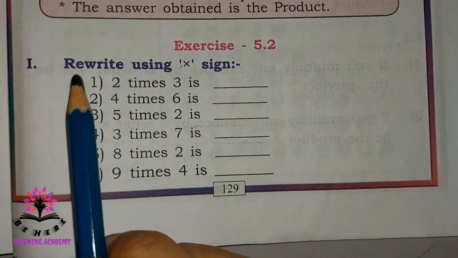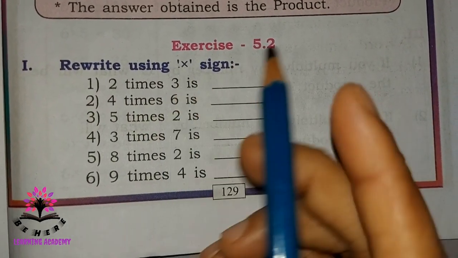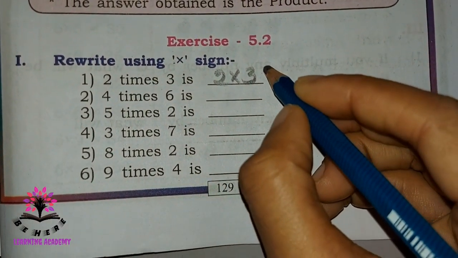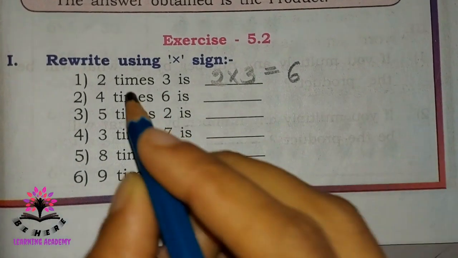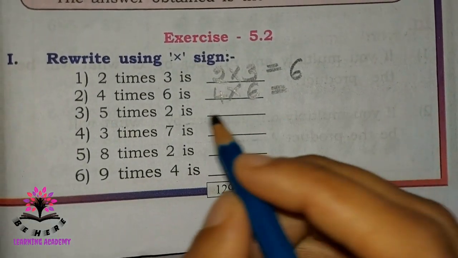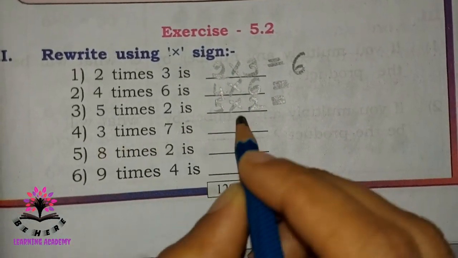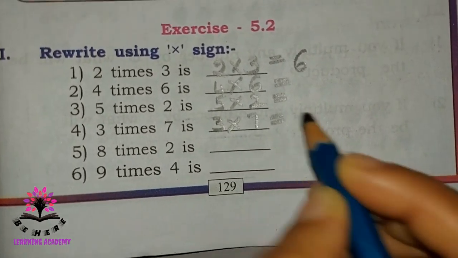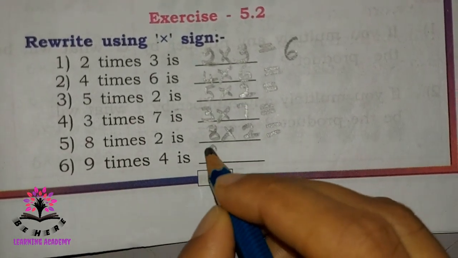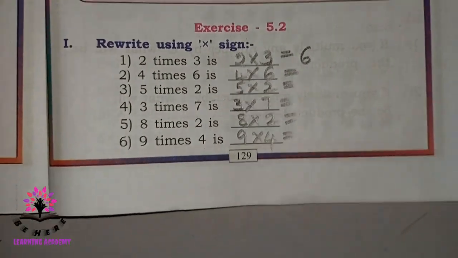Exercise 5.2. Rewrite using multiplication sign. So first one, 2 times 3. So 2 times 3 means 2 threes or 2 into 3. How much? It is 6. 4 times 6, so 4 into 6. 5 times 2, so 5 into 2. 3 times 7, 3 into 7. 8 times 2, 8 into 2. 9 times 4, 9 into 4. So the answers you have to write by yourself.